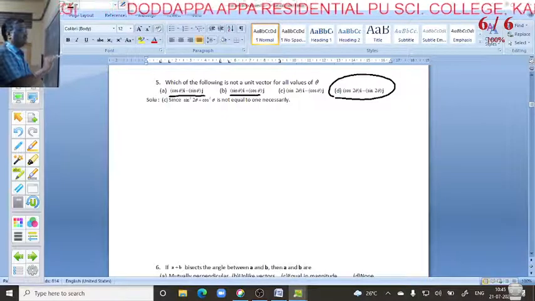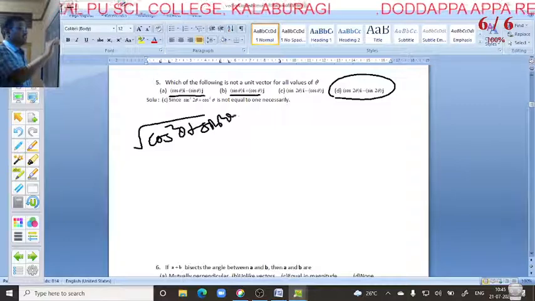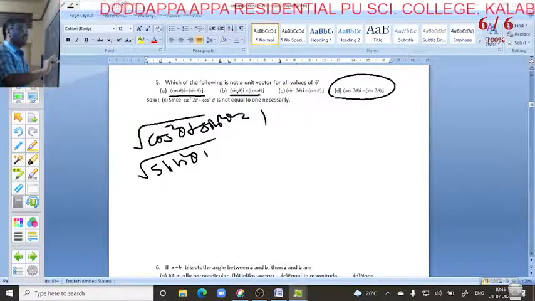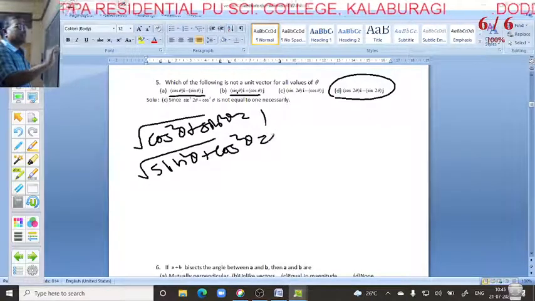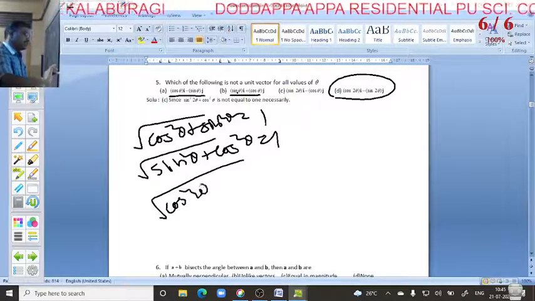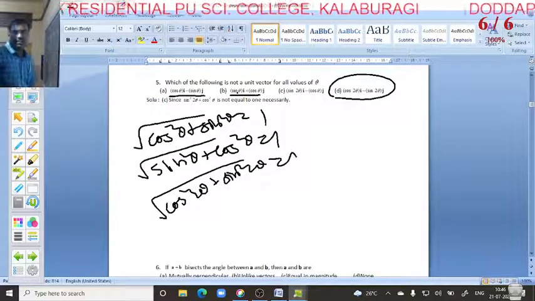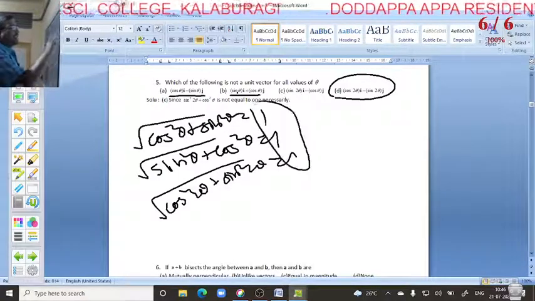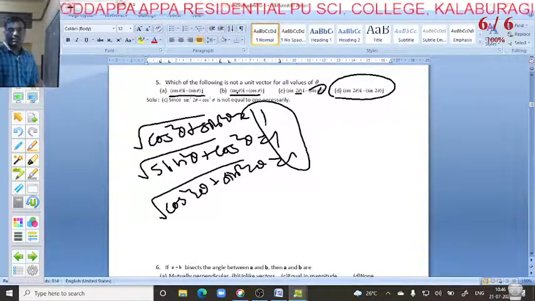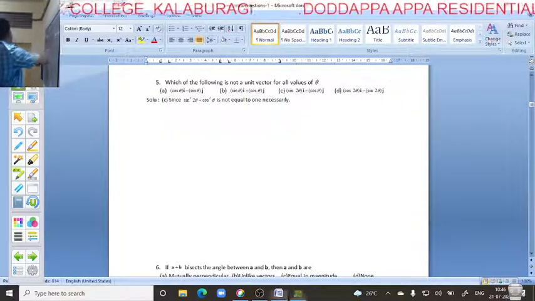Here if you apply magnitude, we get cos square theta plus sin square theta, again 1. If you apply magnitude here, sin square theta plus cos square theta is 1. Here if you apply magnitude, cos square theta plus sin square theta, again this is 1. So all three are unit vectors only, but the fourth one is not 1, because here 2 theta is there, here theta is there. Totally different. So that's why fifth one is C option.